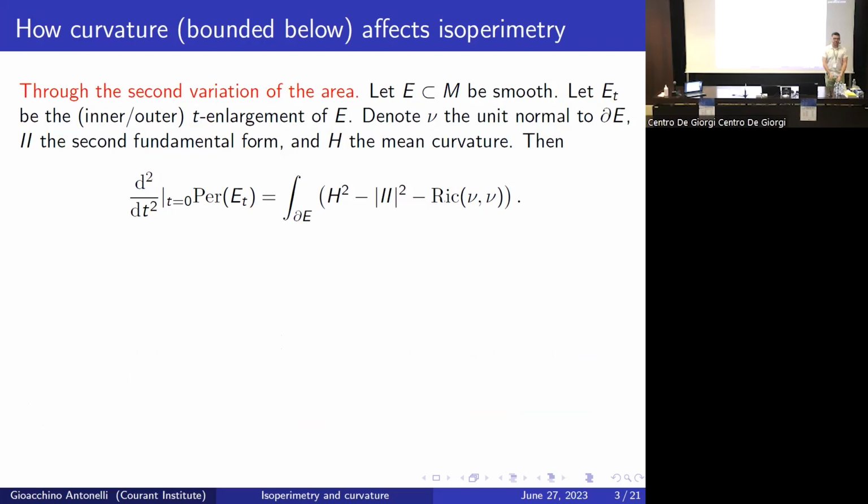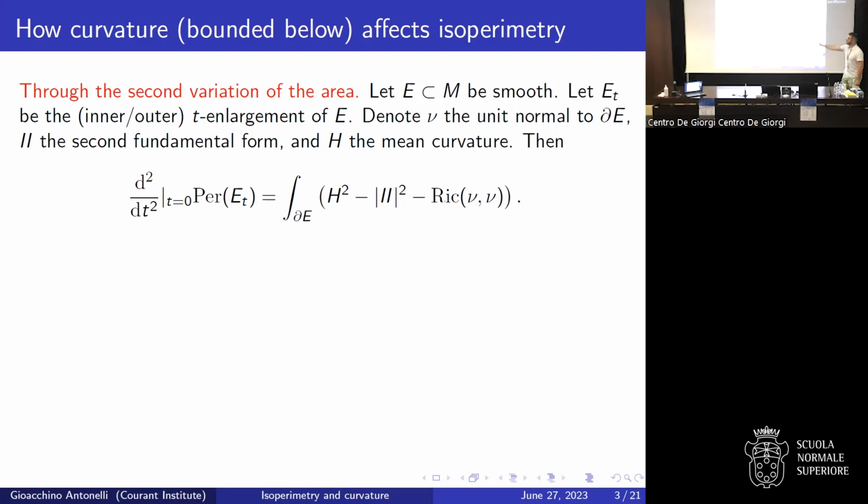So now let me give you an idea of why some lower bounds on the curvature should affect the isoperimetry of the space. The point is that the Ricci curvature appears in the second variation of the area. If you take a smooth set in a Riemannian manifold, you can give the second variation with more general variations, but I just decided to give it for enlargements. What is an enlargement? You take a set, and you just take the t-tubular neighborhood inside or outside. So this is E_t.